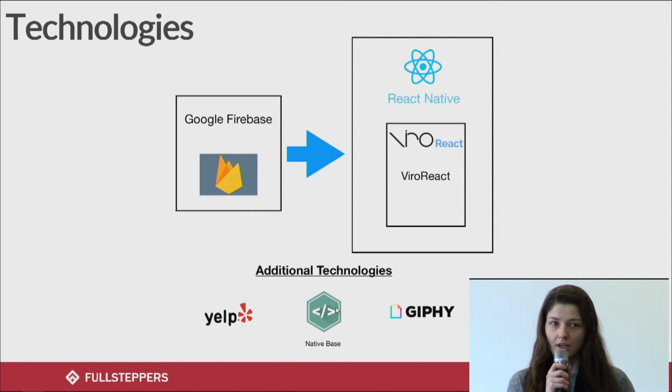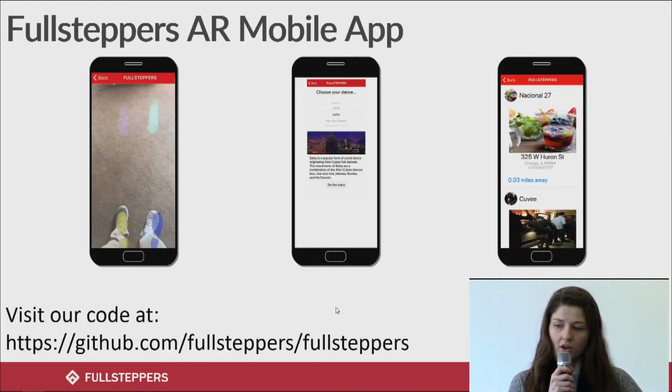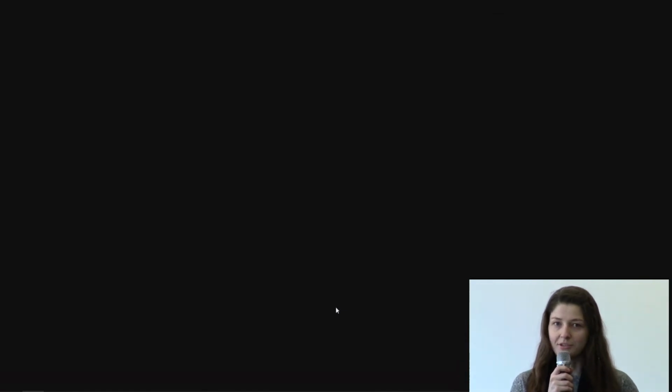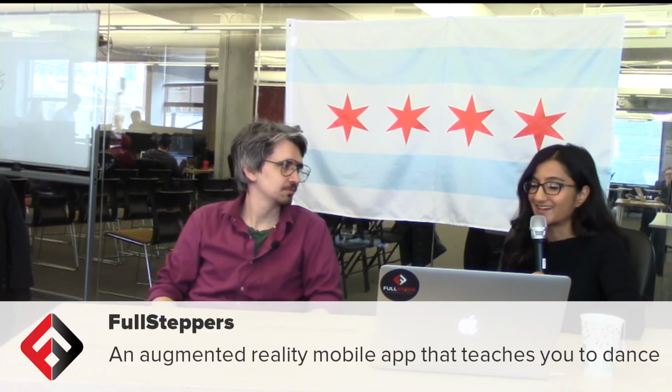Google Firebase took care of both our cloud database needs and our authentication needs. Our master styling tool was NativeBase UI with some small touches for flavor from the Giphy SDK. And finally, the Yelp API was how we managed both geolocation services and getting recommendations for dance hotspots. Thanks so much for your time. If you want to learn more, visit our code at github.com/FullSteppers/FullSteppers.